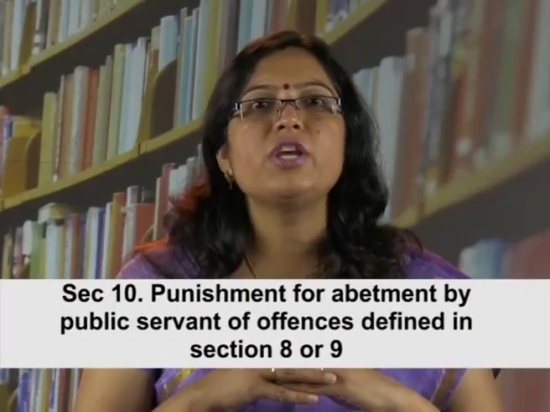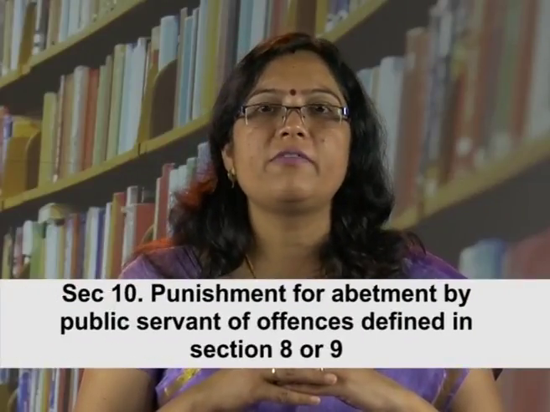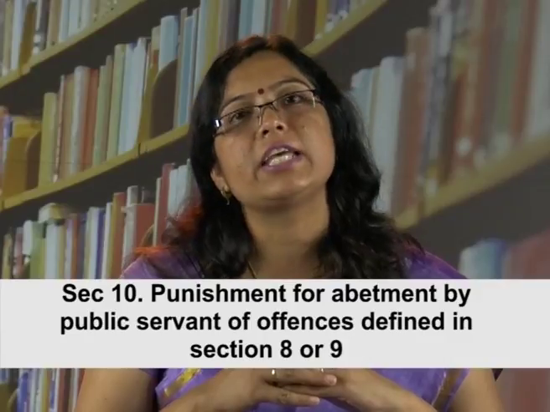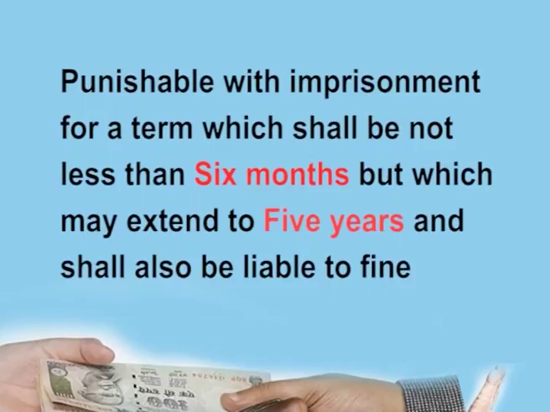Section 10. Punishment for abetment by public servant of offences defined in section 8 or 9. Whoever, being a public servant in respect of whom either of the offences defined in section 8 or section 9 is committed, abets the offence, whether or not that offence is committed in consequence of that abetment, shall be punishable with imprisonment for a term which shall be not less than 6 months, but which may extend to 5 years and shall also be liable to fine.